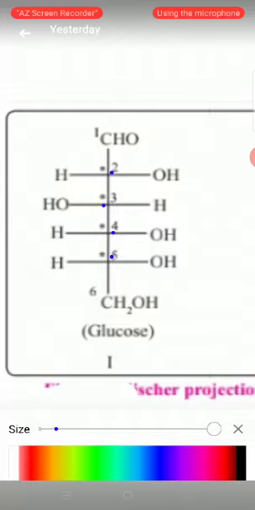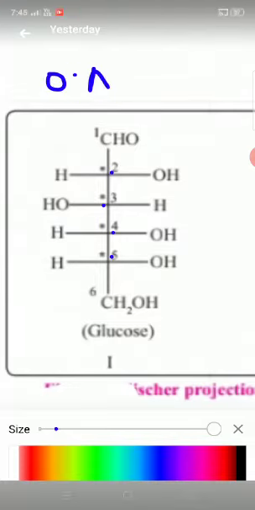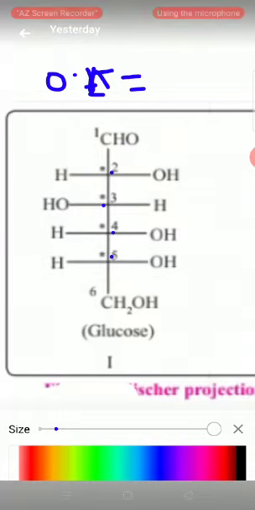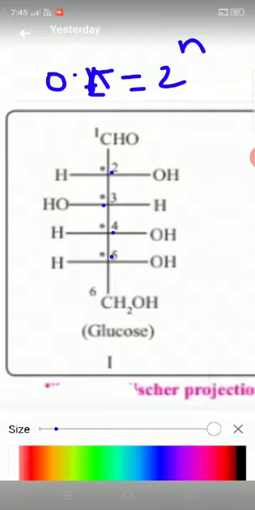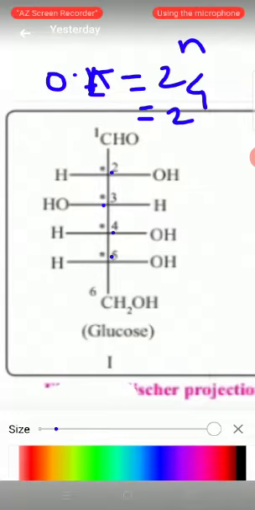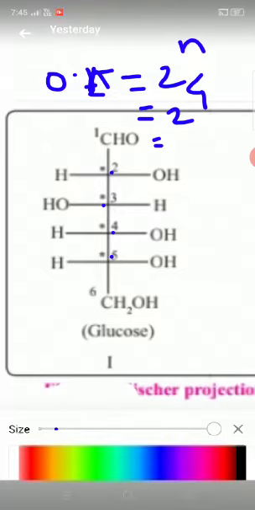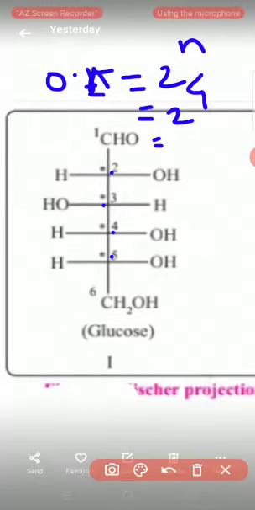We know that the optical isomers are counted in this way. The formula for the number of optical isomers is 2 raised to the power n, where n means the number of asymmetric carbon atoms. In glucose, a total of 4 asymmetric carbon atoms are present. Hence, there are a total of 16 optical isomers.